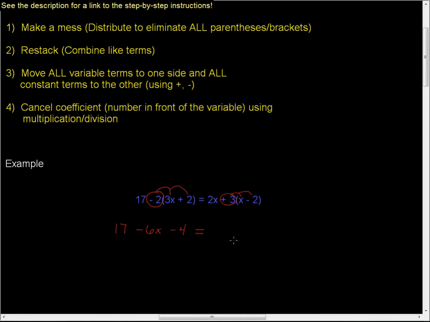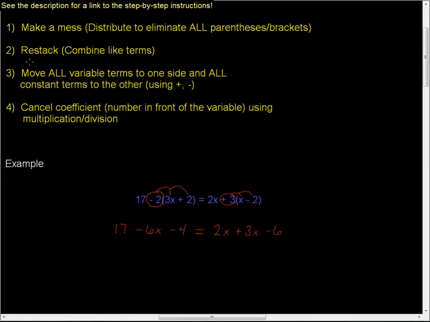Nothing changes with the equals. The 2x stayed still, so we'll just write down 2x plus 3. Now, if there's nothing out in front of the x, it means that there's 1. So 3 times 1 is positive 3x. And then a positive 3 times a negative 2 is going to give us a negative 6.